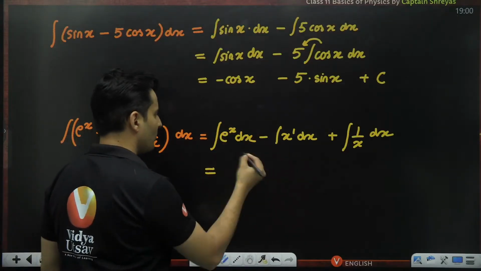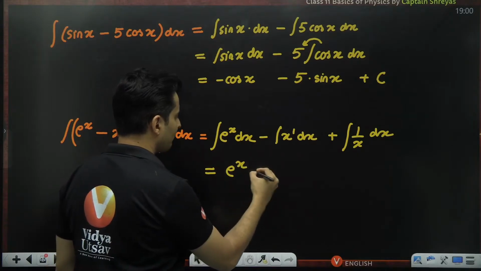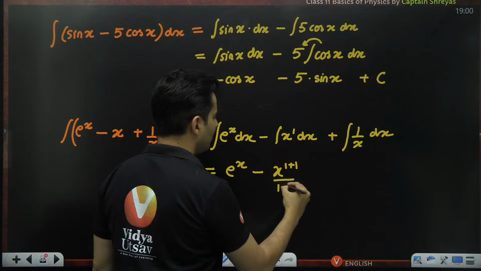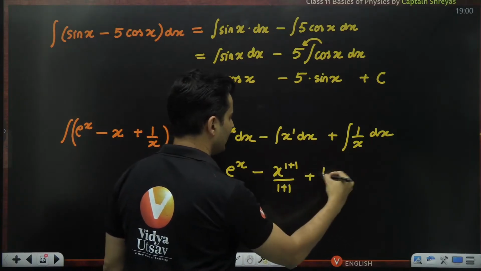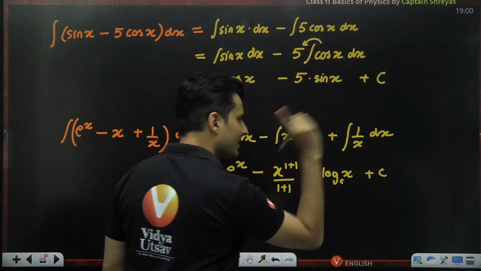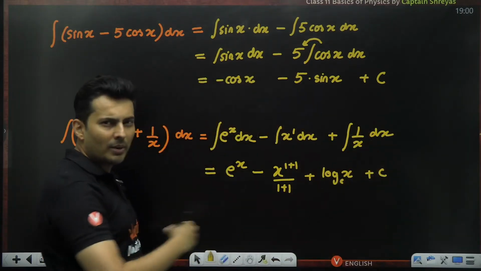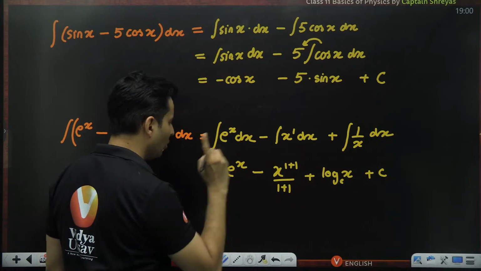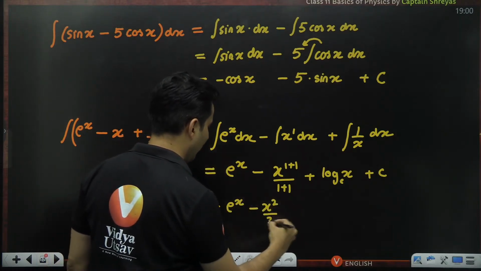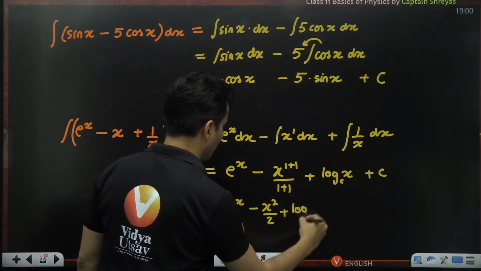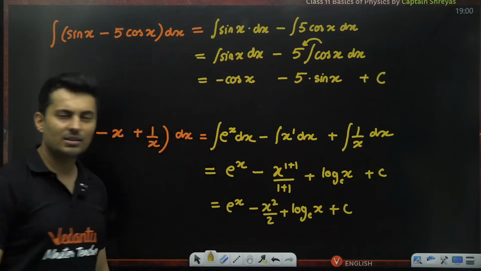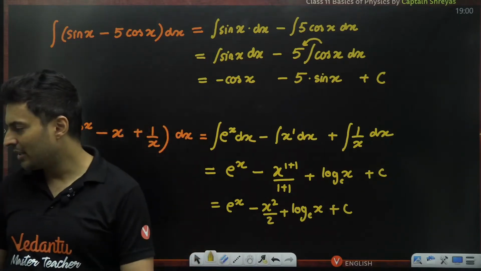So e raised to x, special function, it is e raised to x. x raised to 1, integration is x squared by 2. Plus this is nothing but log of x to the base e, and only a single constant, because no matter how many constants, they merge into one single constant. So this is e raised to x minus x square by 2 plus logarithm of x to the base e, and the whole thing plus c. That is your answer. Is that right, my dear students?